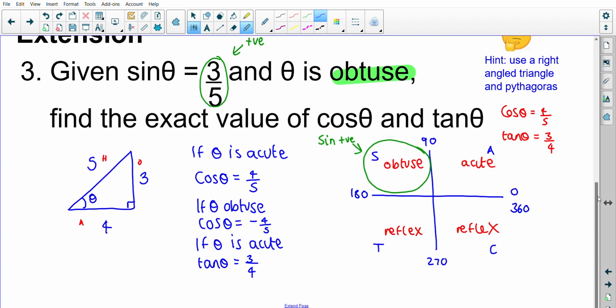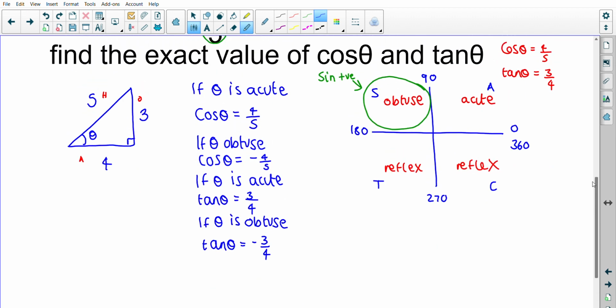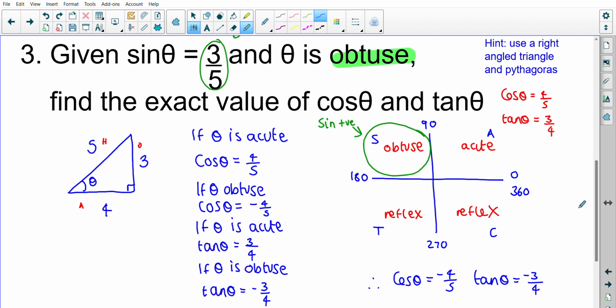And for this one as well, if theta is obtuse, which it is, then tan theta is going to be minus 3/4, because we're in that quadrant where only sine is positive. So let's just make that clear. Therefore, cos theta is minus 4/5 and tan theta is minus 3/4. So the calculator, even using that way, wasn't actually right because it was treating the angles as acute.